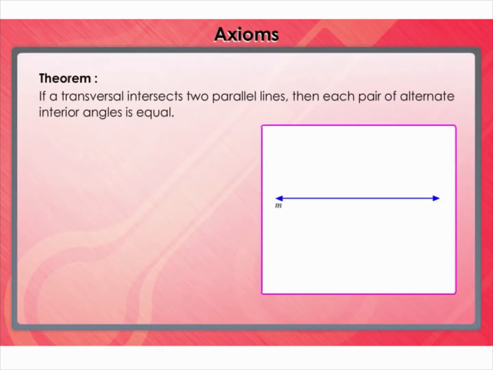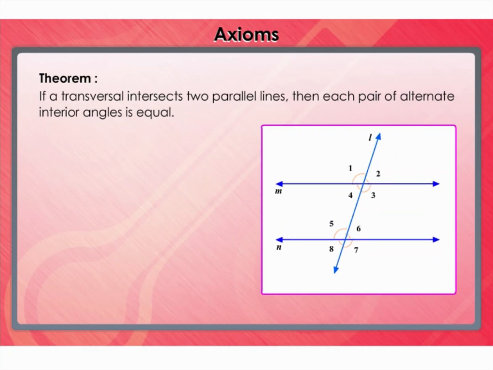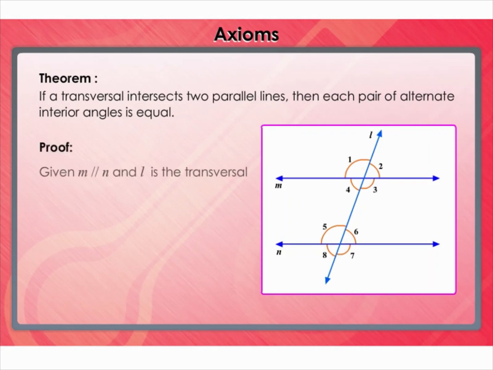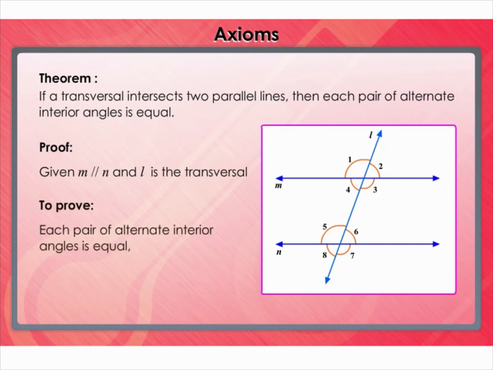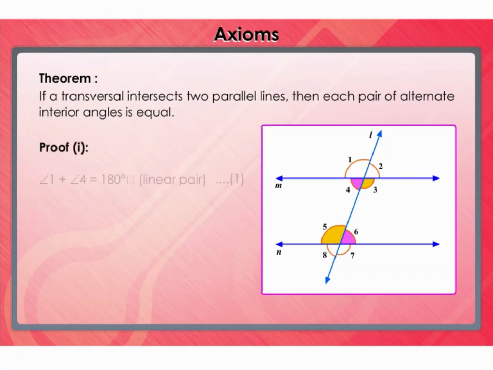The corresponding angle axiom can be followed by a theorem. If a transversal intersects two parallel lines, then each pair of alternate interior angles is equal. Let M and N be two parallel lines, and line L is a transversal intersecting these lines at two distinct points. We have to prove that each pair of alternate interior angles is equal, that is, angle 4 is equal to angle 6 and angle 3 is equal to angle 5. Let's begin with the proof.